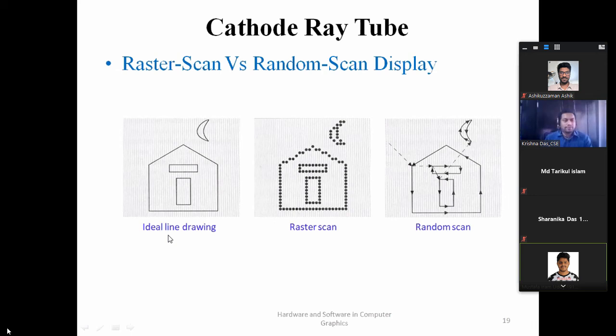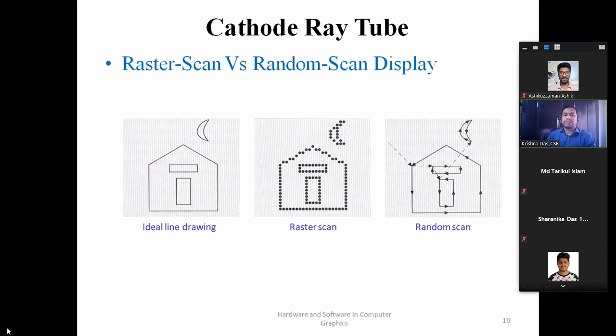So in the raster scan, we can say the path is basically defined by the pixels. So we will draw the picture by the pixels. So the path will be created with the pixels. But in the random scan or the ideal line drawing, we will select the path with the coordinates, as a specific line. Yeah, Uday, that's absolutely right.